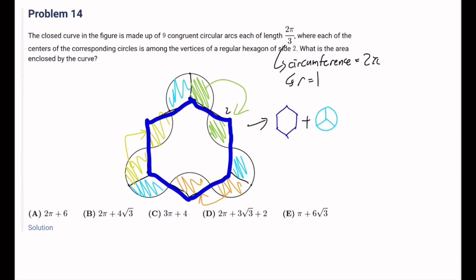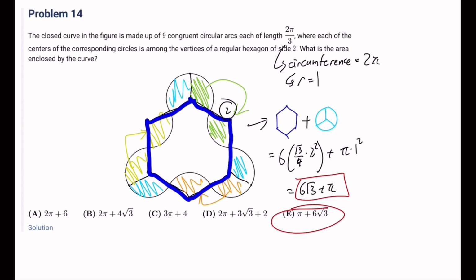And so this is going to be equal to, since we saw that each side length is 2, that means we have 6 equilateral triangles of side length 2. So 6 times root 3 over 4 times 2 squared. This plus this circle that has a radius of 1, so it's pi times 1 squared. And that is going to be 6 root 3 plus pi. So 6 root 3 plus pi, that's the answer, it's E.